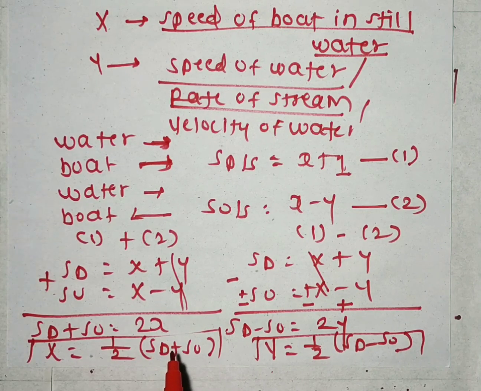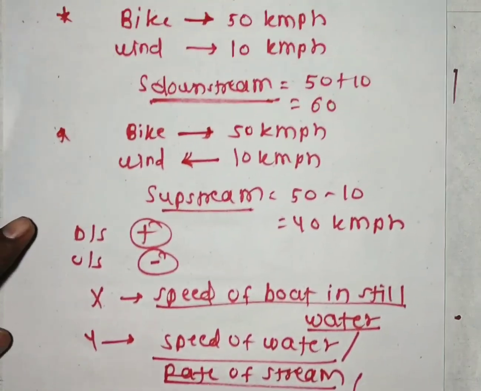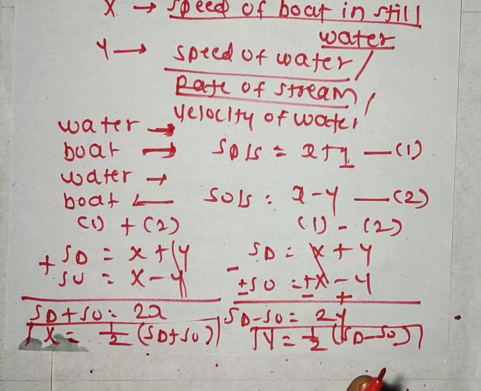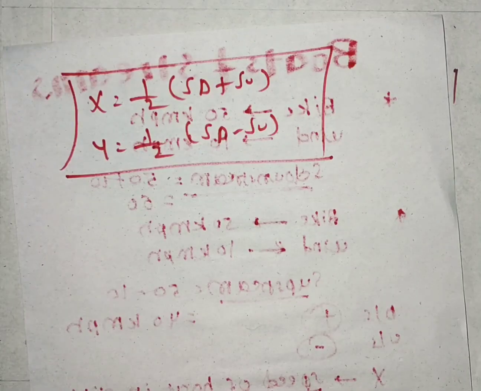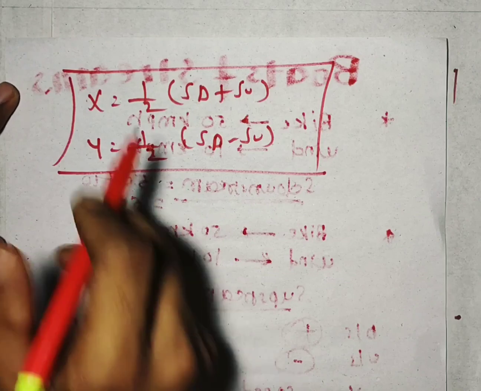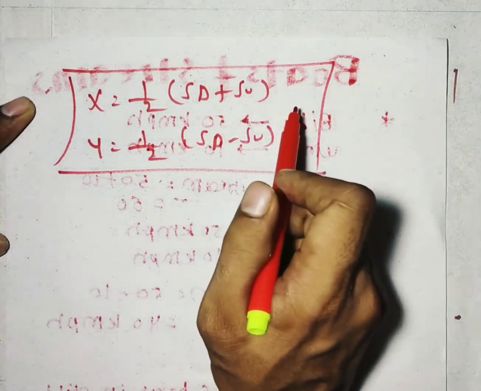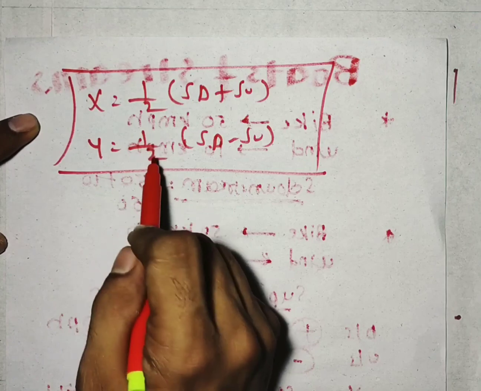Downstream speed means the water and boat are going in the same direction, and upstream speed means the water is going in one direction and the boat is going in the opposite direction. So this is all about the concepts and formulas in boats and streams. We have seen how these two formulas came, and we have to work depending on only these two equations, which are very important. You can write them down on paper: x, the speed of the boat in still water, is equal to 1 upon 2 of SD plus SU, and y, the velocity of water or rate of stream, is equal to 1 upon 2 of SD minus SU.